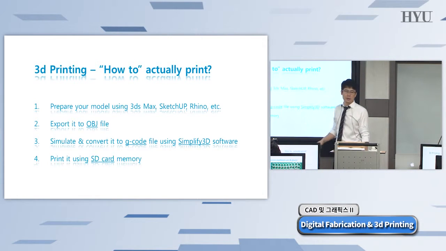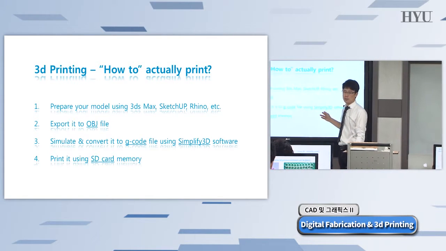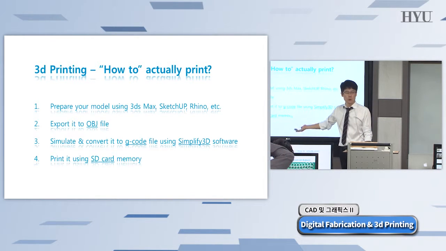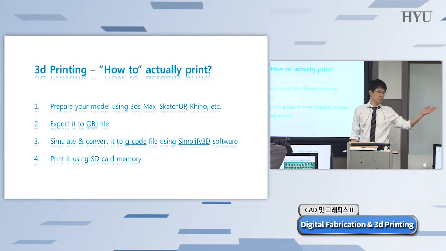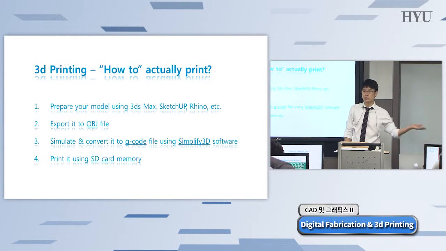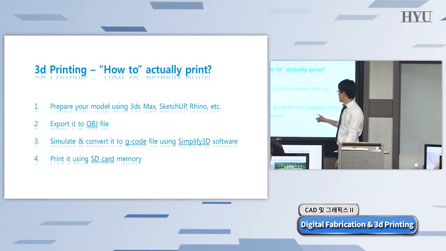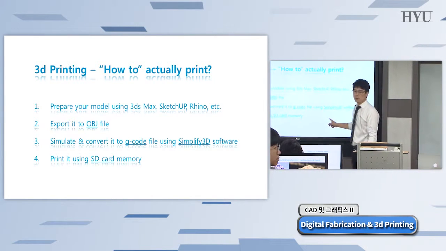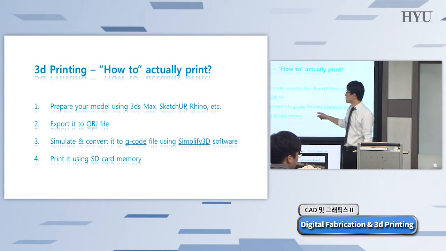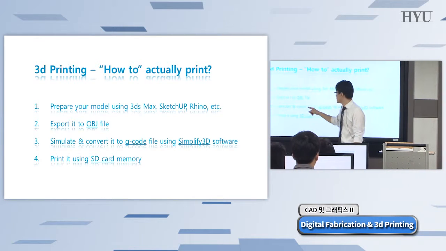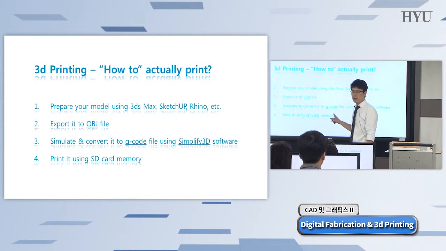This application is licensed. In our department, we have 2 software copies. One is in the device room. It's a slow computer, but anyway, you can use that computer or the main computer here. Only 2 computers are available. The reason for using this computer is to convert this OBJ file into a G-code file.